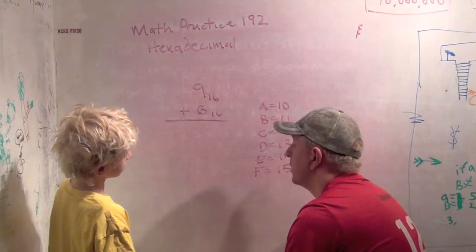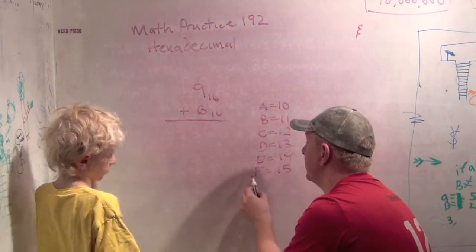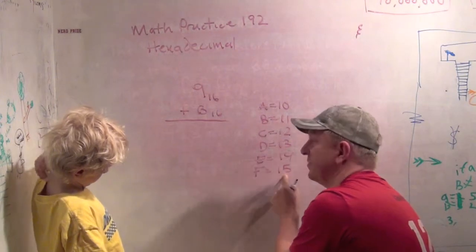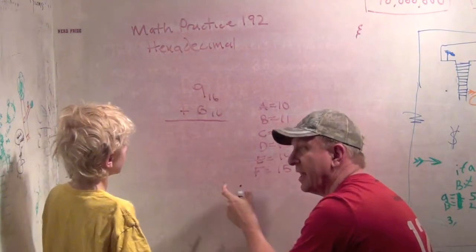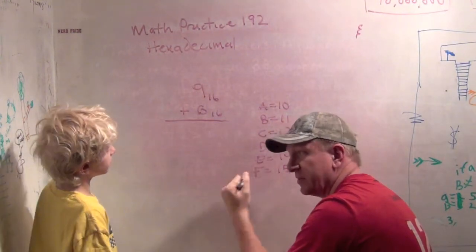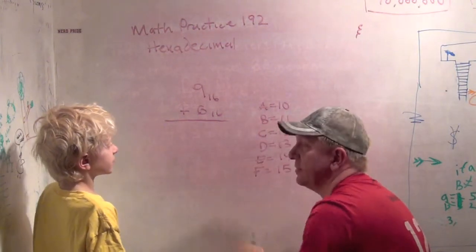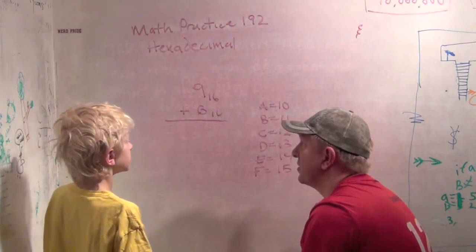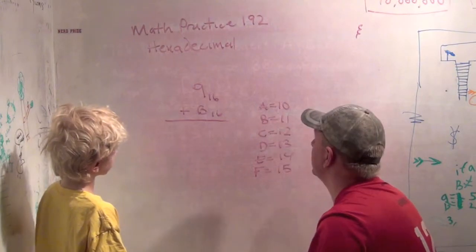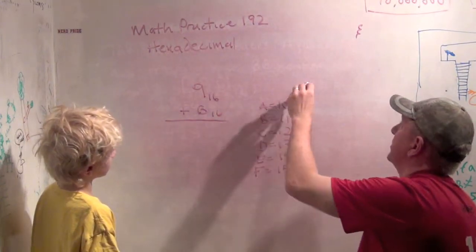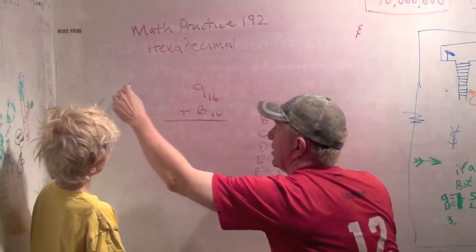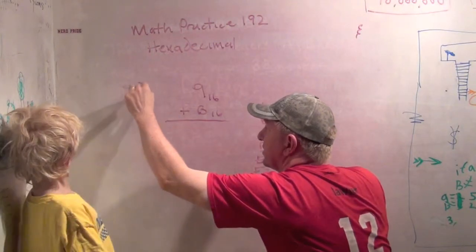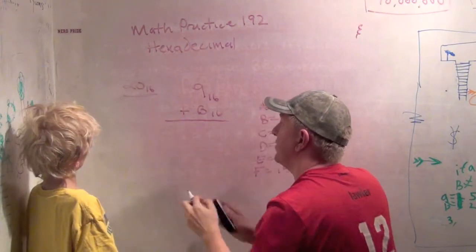Well, we could use more letters, but we stop at 15 as our highest number. Just like in base 10, 9 is our highest digit, and in base 3, 2 was our highest digit. So what are we going to do to write 20 in base 10? I'll go here. 20 in base 10. What are we going to do to write that in base 16?